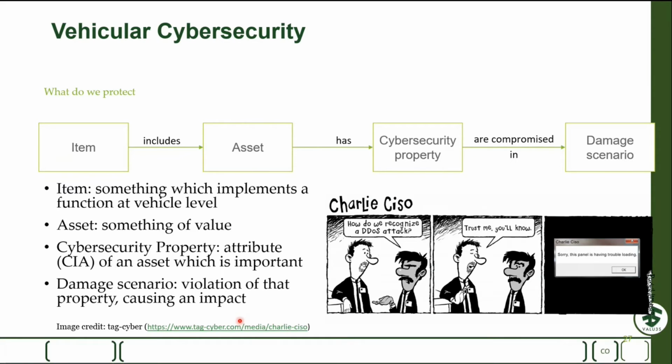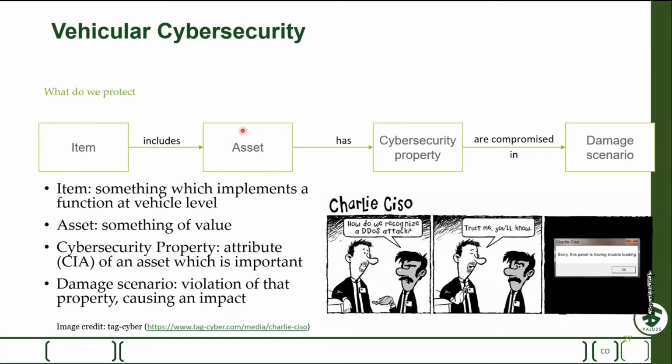The first thing is, what do we protect? And there we have the item. This is one point where we had very long discussions, because the cybersecurity item is not the same as the safety item. The cybersecurity item can have a different scope than the safety item. Therefore, we were not quite sure if we should call it item or something else. In the end, we decided on item and made a note that the item definition from the 21434 is different than the item definition from the 26262. I personally do not like that it's called the same and defined differently, but it is like it is.